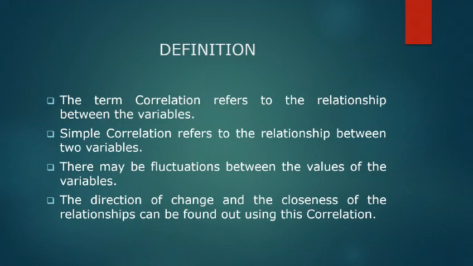Here comes the definition of correlation. The term correlation refers to the relationship between the variables. Simple correlation refers to the relationship between two variables x and y. There may be fluctuations between the values of the variables. The direction of change and the closeness of the relationships can be found out using this correlation.